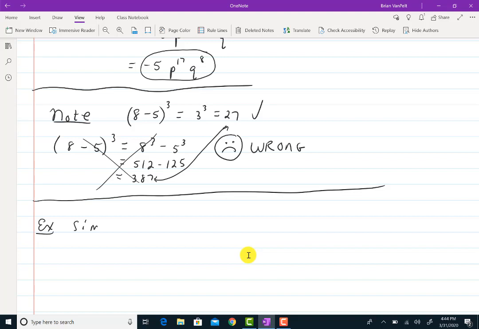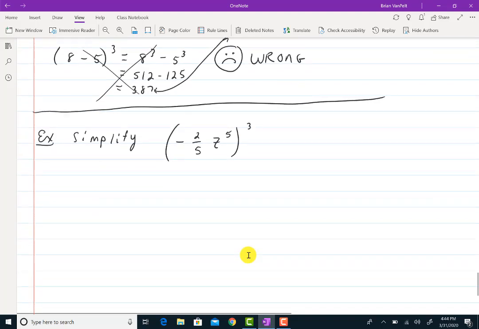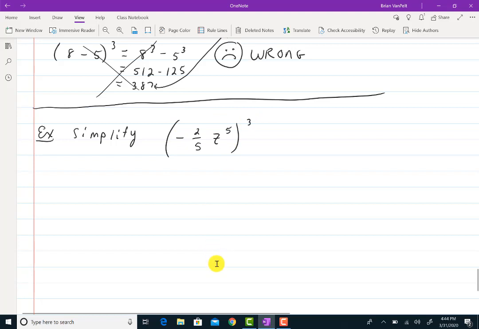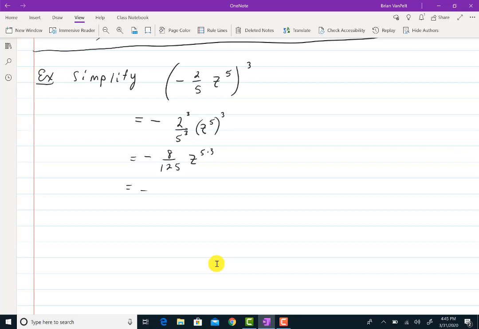More simplifying. This time I'm going to have negative 2/5 z to the 5th, to the third power. Well, hopefully you can see negative 1 to the third will be negative, so I'm going to take care of that right off the bat. Now for the rest of them, I'm going to have 2 to the third, 5 to the third, z to the 5th to the third. 2 to the third is 8, 5 to the third is 125, and then z to the 5 times 3. So I have negative 8 over 125, z to the 15th.